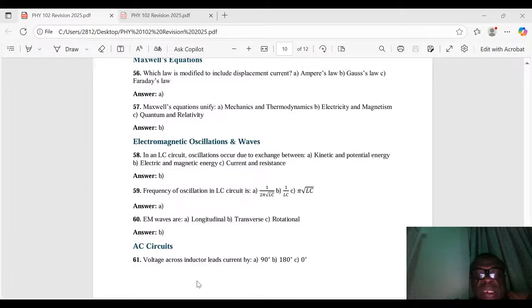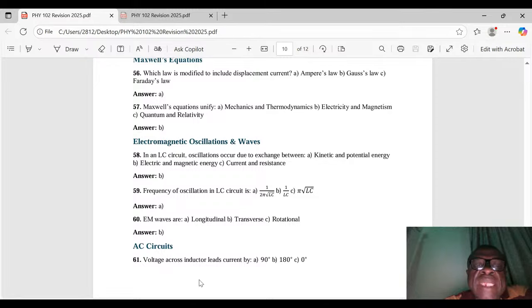56. We'll look at the Maxwell's equations. Which law is modified to include displacement current? A. Ampere's law. B. Gauss's law. C. Faraday's law. A is Ampere's law, which is the correct answer.